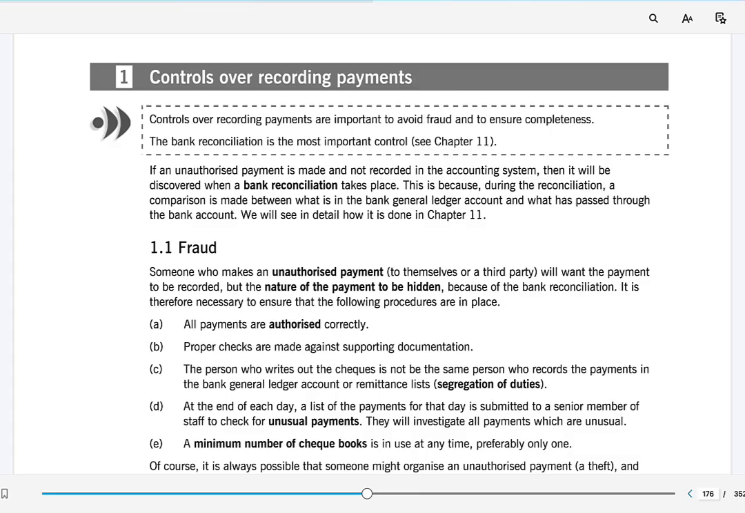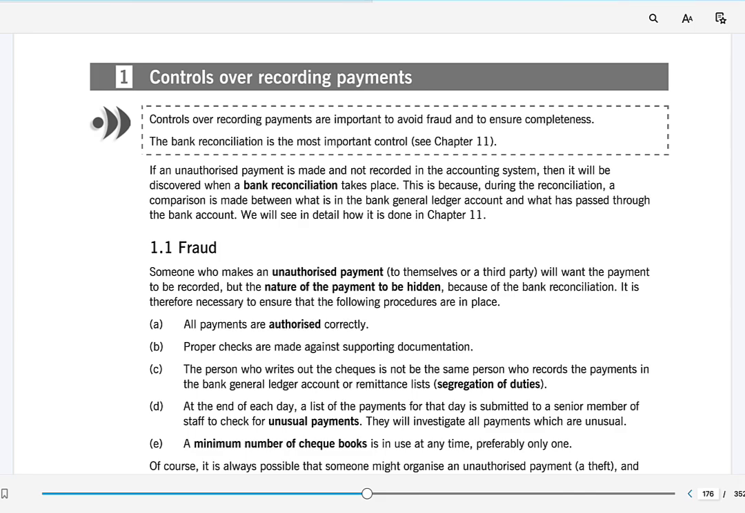Example 3. Unauthorized payment. Someone creates a fake supplier name. They prepare a payment to that fake supplier. How do controls prevent this? Payments must be approved. Supplier details must be verified. Different people handle approval and payment. Bank reconciliation may reveal unusual payments.